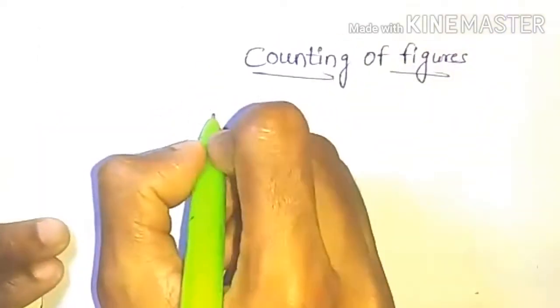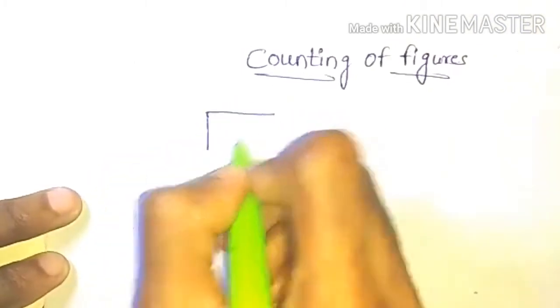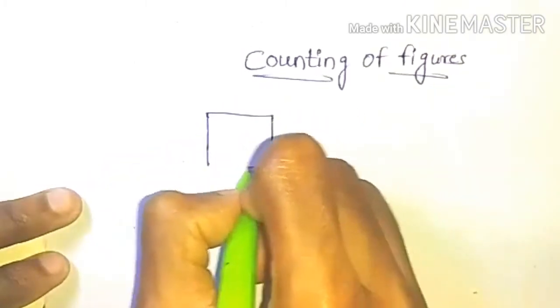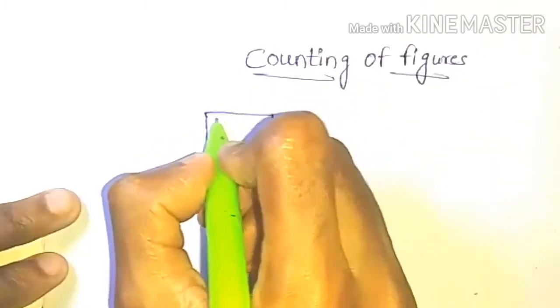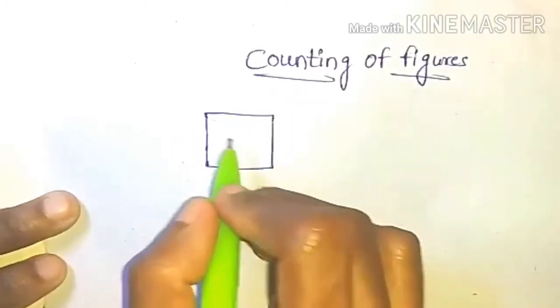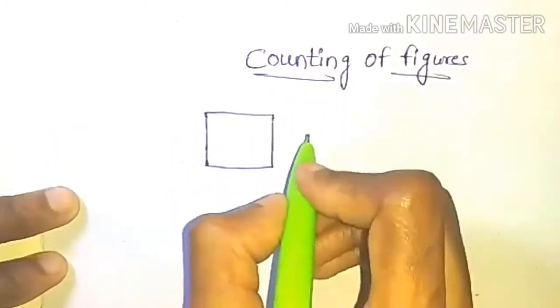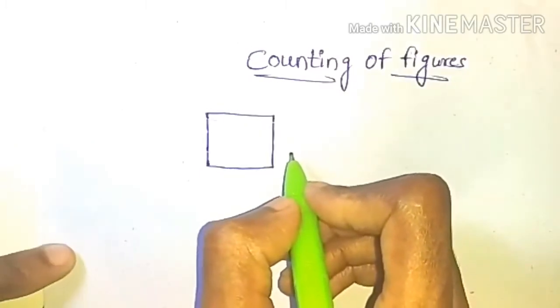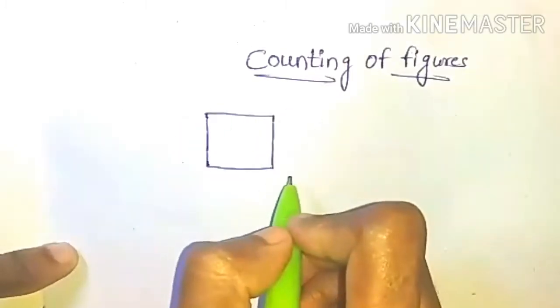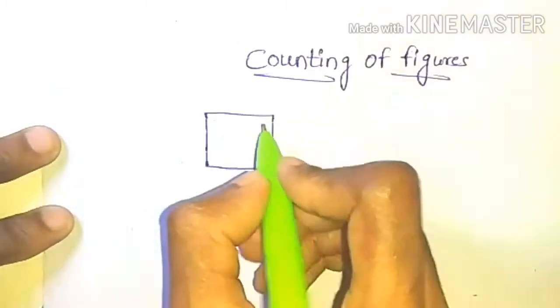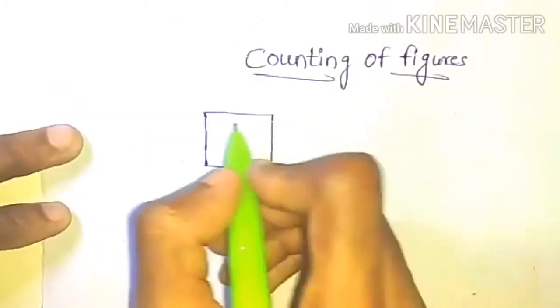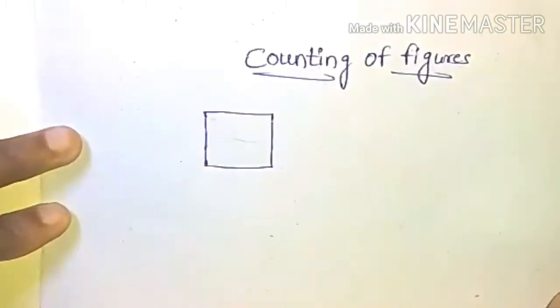So we all know that a square has all equal sides. Now if we want to find the number of squares when rows and columns are equal, in this all sides are equal. Suppose let us take one more square.